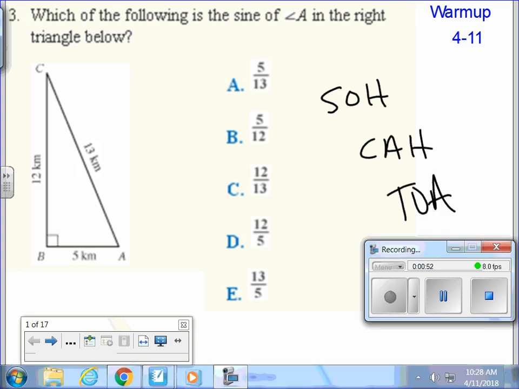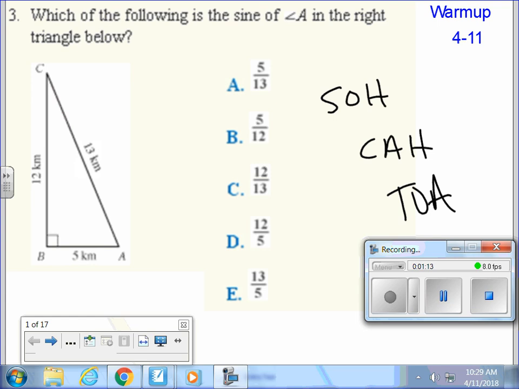Okay. Here's where we're at. It was on pause. So we're doing sine, cosine, and tangent today. Sine is opposite over hypotenuse. Cosine is adjacent over hypotenuse. And tangent is opposite over adjacent. But before you sub your fractions, you have to know how to label your triangle.